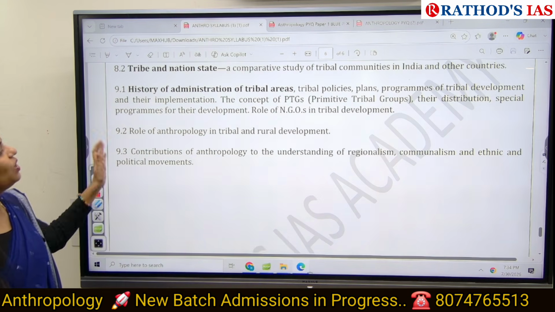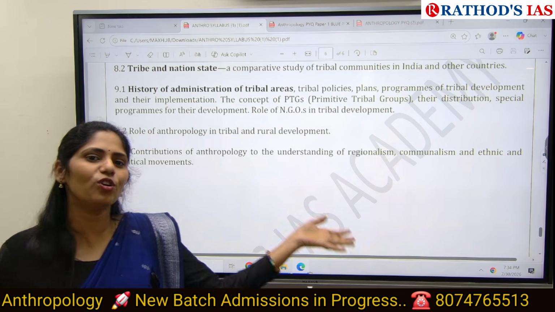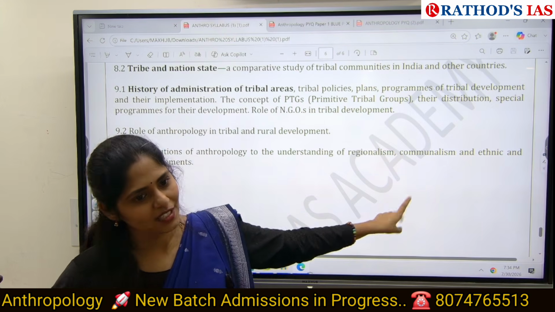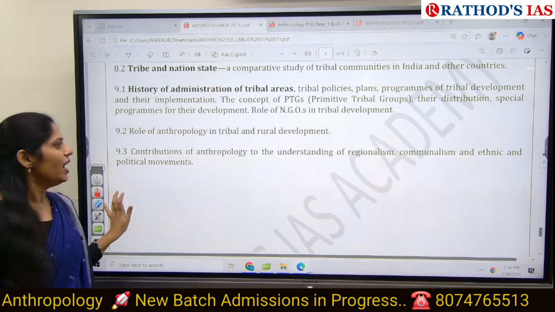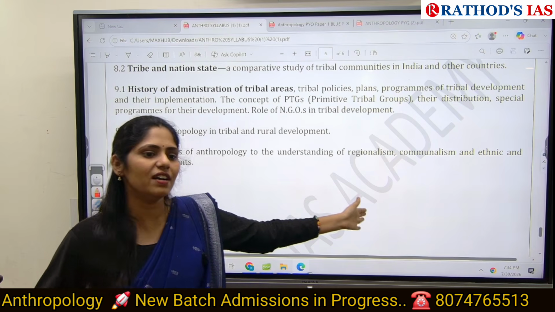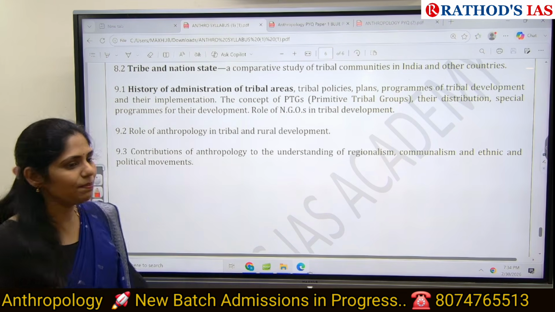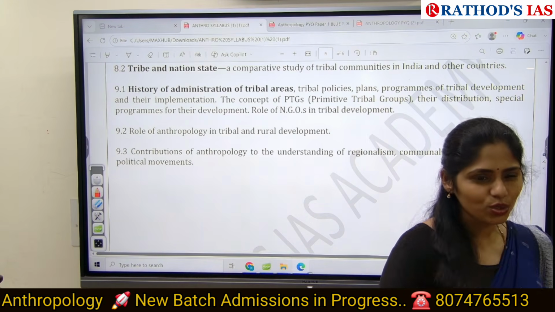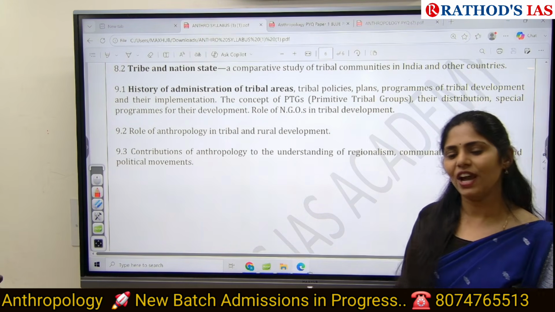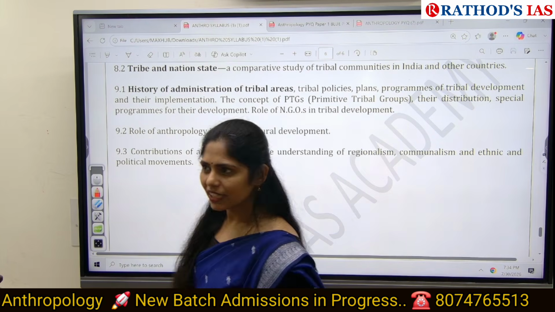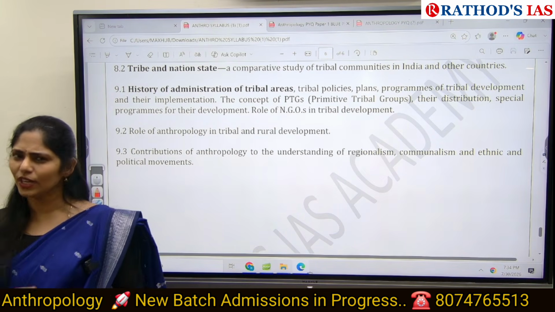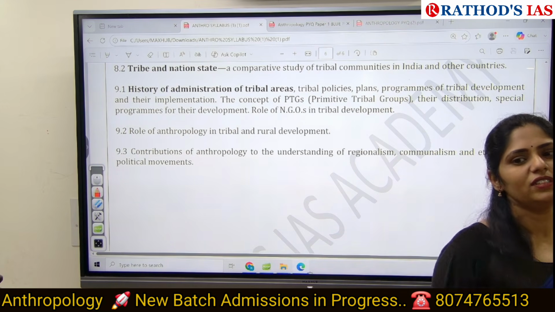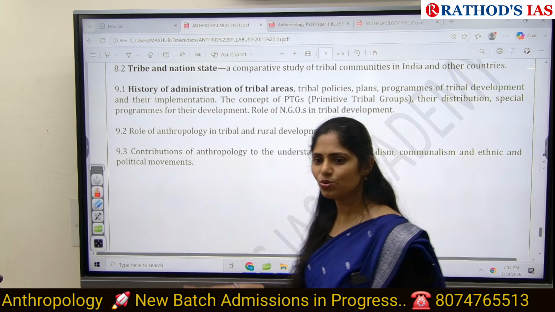Okay, next one is the role of anthropology. There we discuss the role of anthropology in different areas, such as the applications part. Here we'll see the application of anthropology to tribal people. And next one is how anthropology will help to understand religion, communalism, ethnic and political movements in our country. This is our syllabus. Is there anything new here to learn? If you have done your GS, around 85% to 88% will be covered in your GS. But you need to remember that, and you need to have good presentation skills to answer these questions.